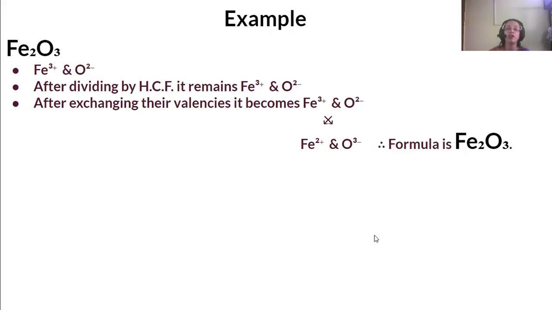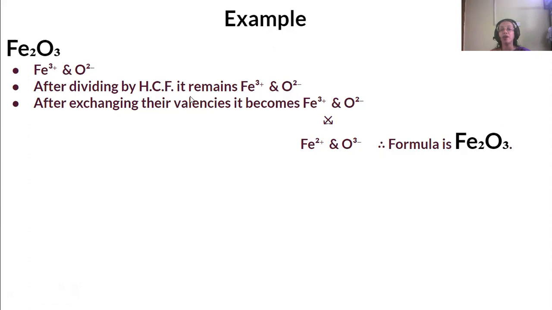Next we come to another example, that is Fe2O3. This is ferric oxide. Ferric means iron has a valency of 3, and oxygen has a valency of 2. So for iron having 3 valency, we write the symbol Fe3 plus, and for oxygen having 2 valency, we write oxygen 2 minus.